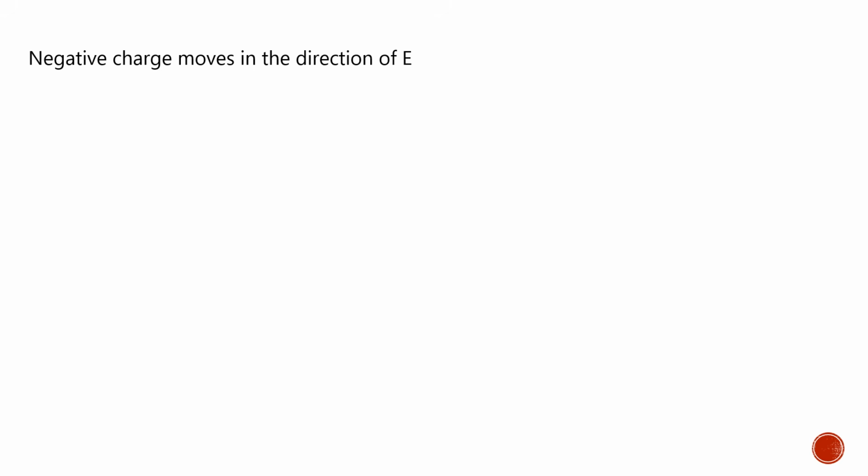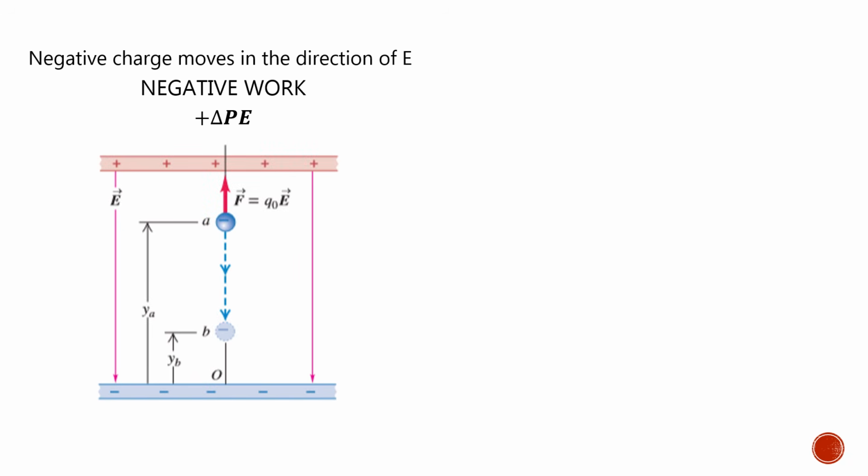Negative charges: if it moves in the direction of the electric field, then it's negative work and the change in potential energy is positive. The movement is from low potential energy, low because the charge is negative and the sign here is positive, going to high potential energy. So it's negative work and the change in potential energy is positive.